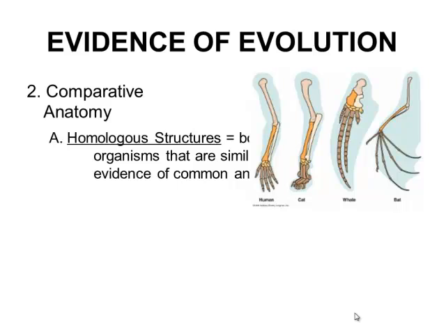So if we want to look at the 4 arms of, in this case, we have humans, cats, whales, and bats, and we see some structures that are very identical to each other. We have a humerus up at the top. We have a radius on one side with the ulna on the other side. We can see that in the cat. Here's their radius, here's their ulna. We see it in a whale, we see it in a bat.